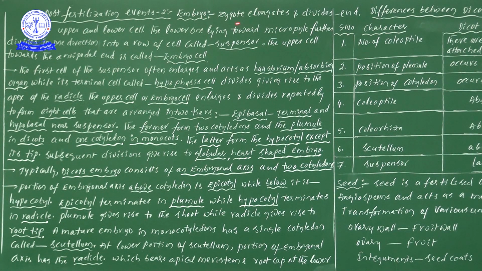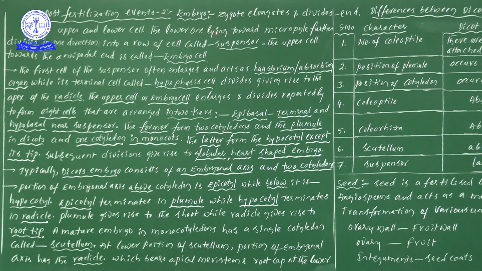Embryo. The zygote elongates. First of all, why? Because embryo development starts with a zygote only. So the zygote elongates and divides into an upper and a lower cell. Now the lower one is lying towards the micropylar region.